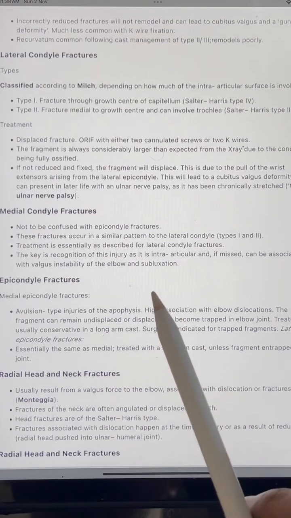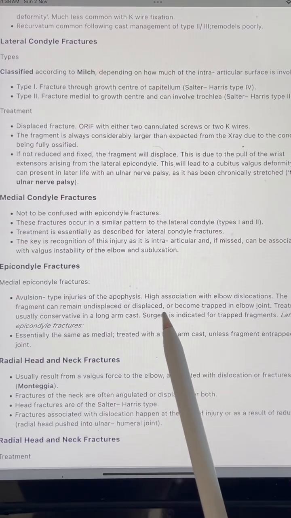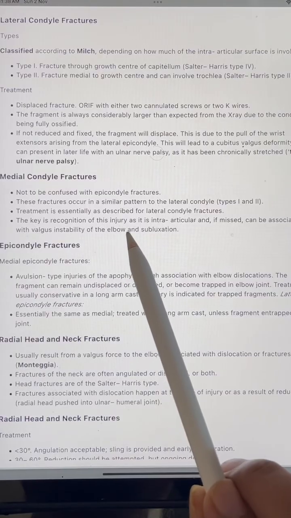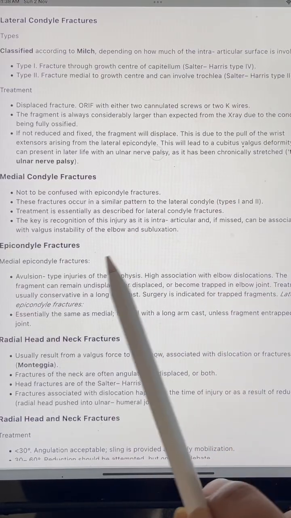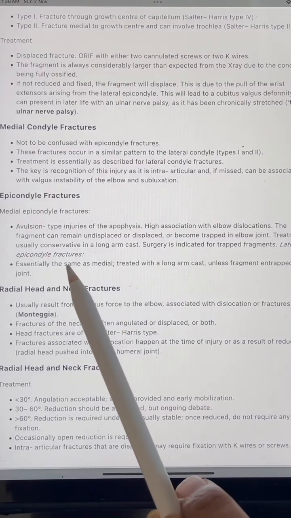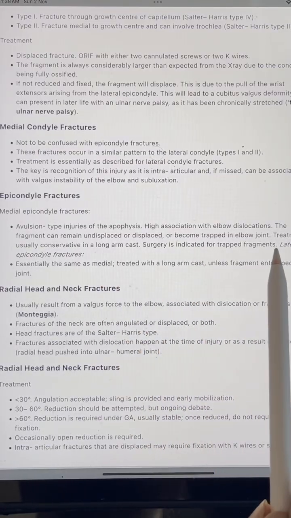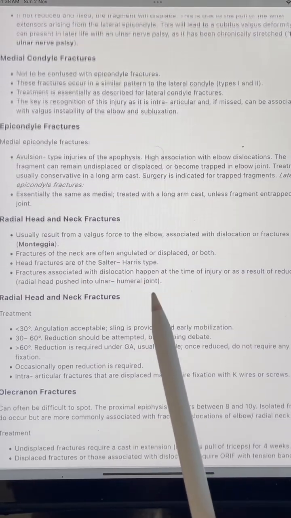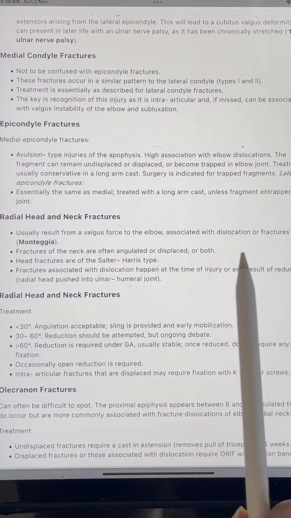Tardy means delayed. Medial condylar fractures are liable to be confused with epicondylar fractures. These fractures occur in a similar pattern to lateral condylar fractures, and treatment is usually the same for condylar fractures. Medial epicondylar avulsion fracture carries a high chance of elbow dislocation. Radial head fractures are essentially the same; usually these are caused by dislocation of the elbow.